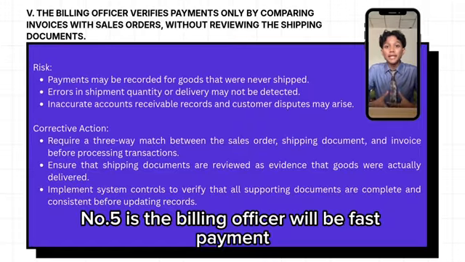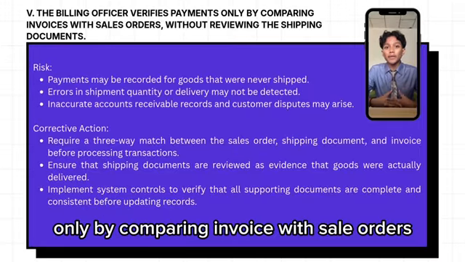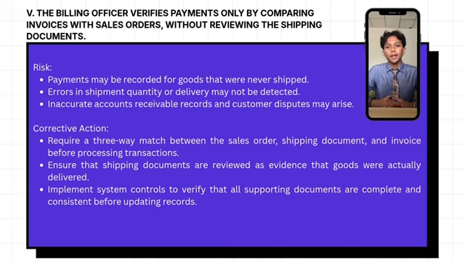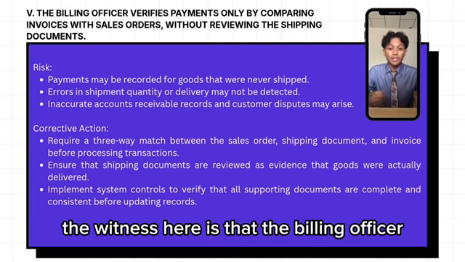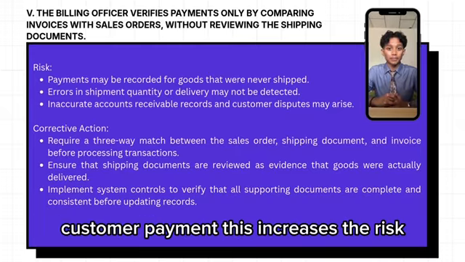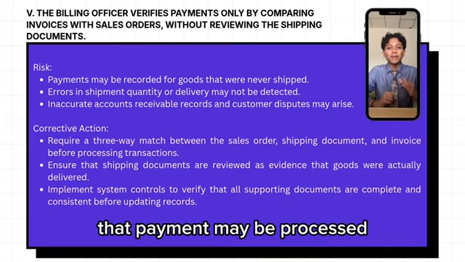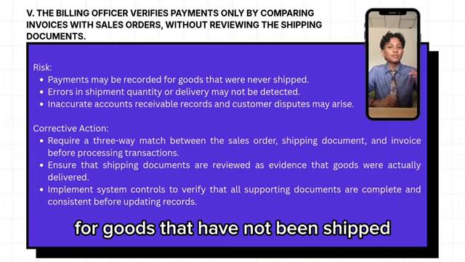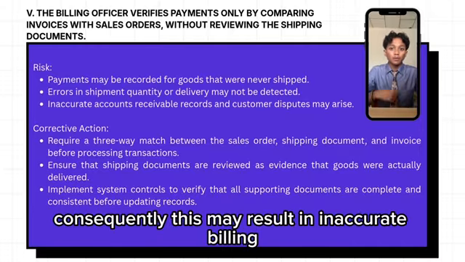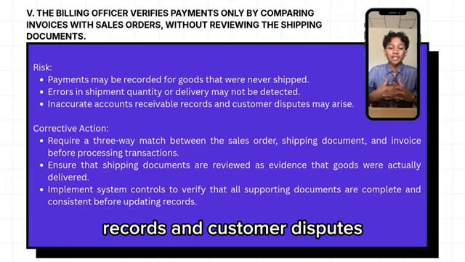Number 5 is that the billing officer verifies payment only by comparing invoices with sales orders without reviewing the shipping. The weakness here is that the billing officer does not review the shipping document before verifying customer payment. This increases the risk that payment may be processed for goods that have not been shipped or that shipment errors may go undetected. Consequently, this may result in inaccurate billing records and customer disputes.